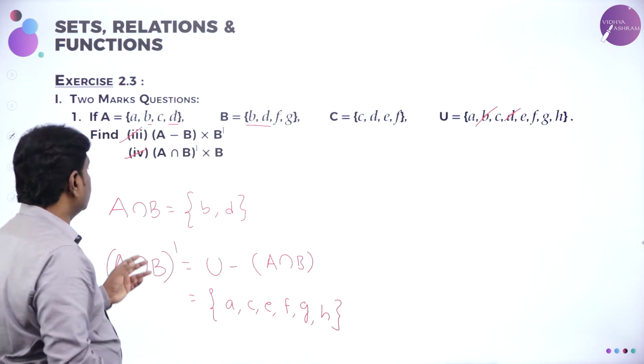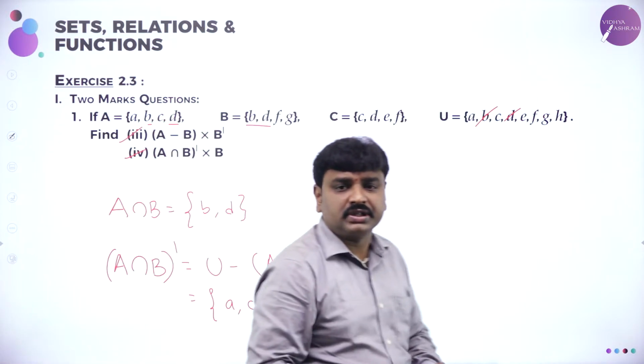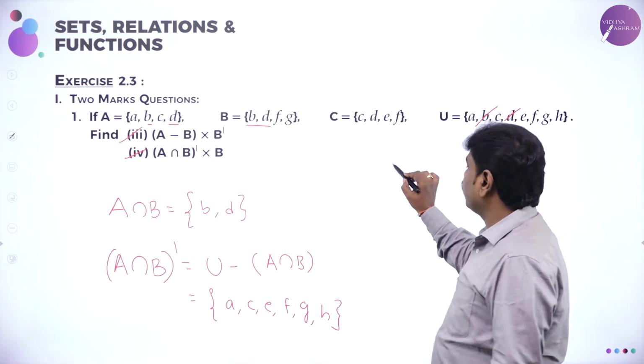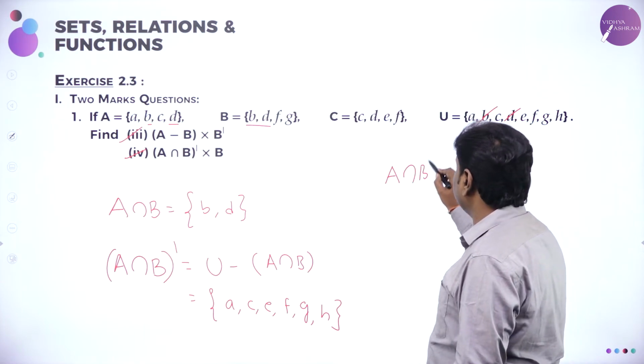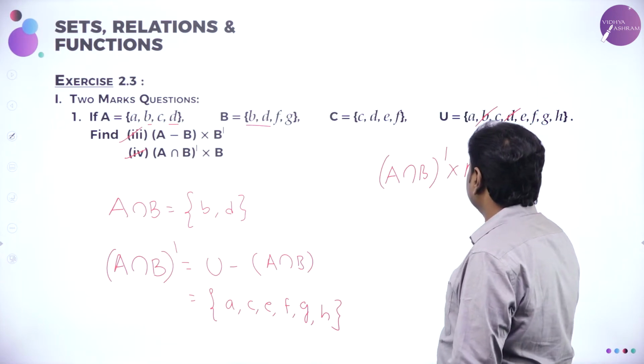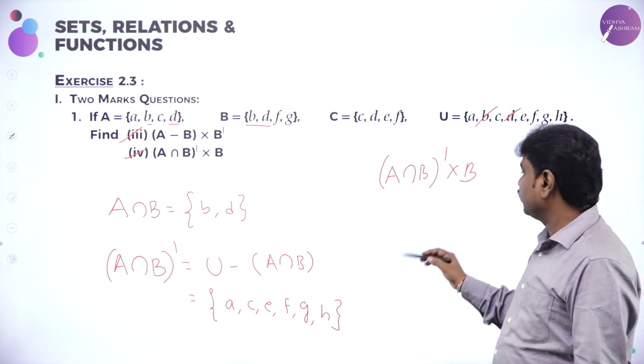Now can't you do the Cartesian product? What do they want you to find? They want you to find A intersection B the whole dash cross B. They want you to do the Cartesian product of these two.